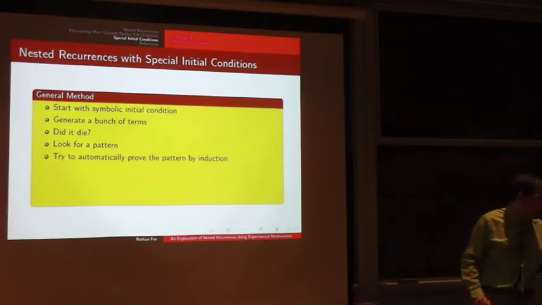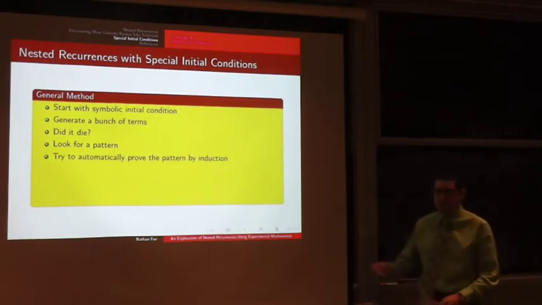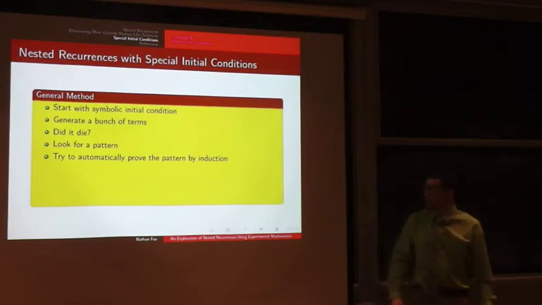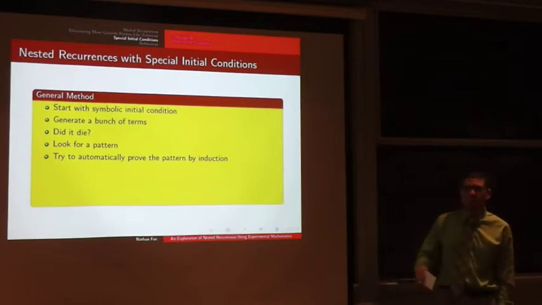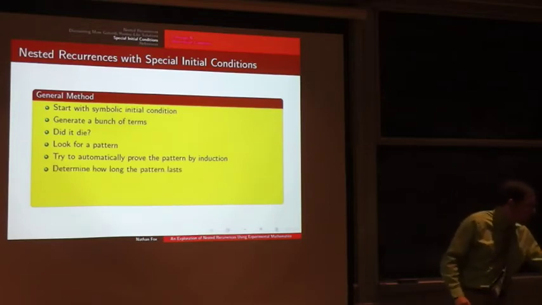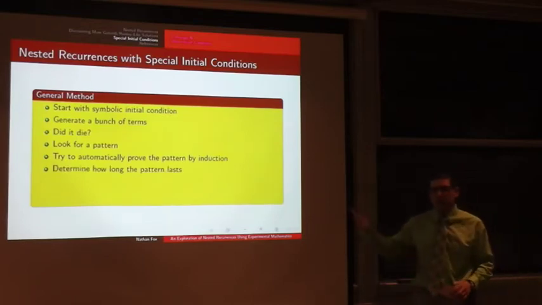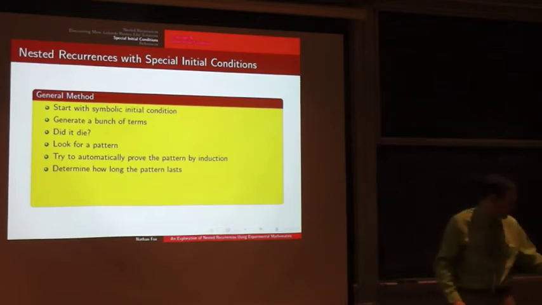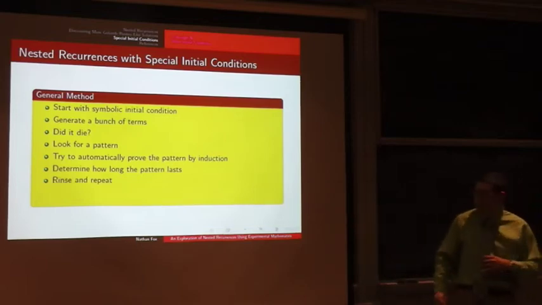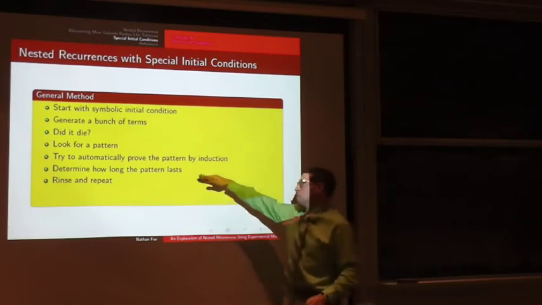So you try to automatically prove the pattern by induction using something similar to what we were doing before. But the difference here is the induction is allowed to fail not just at some point in the past, but also at some point in the future. So the pattern may only last for, say, n terms or something. So that happens. It might last forever, then you're also done.